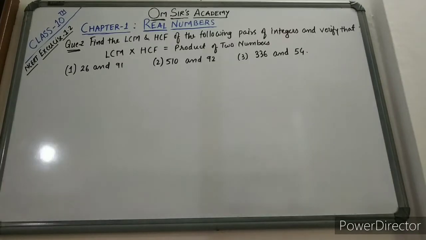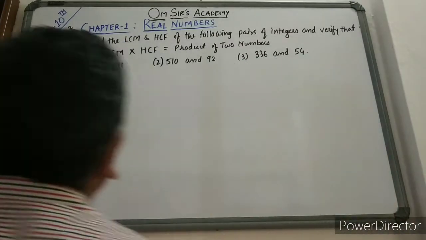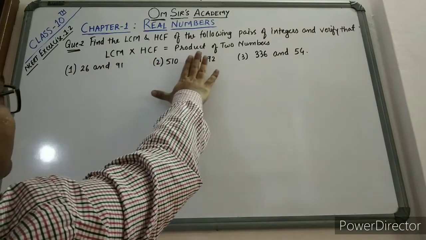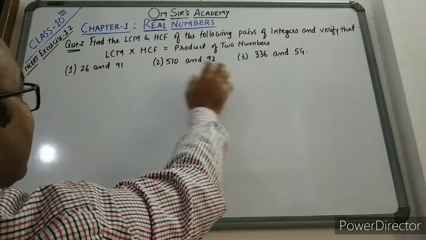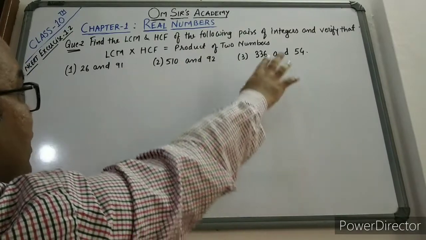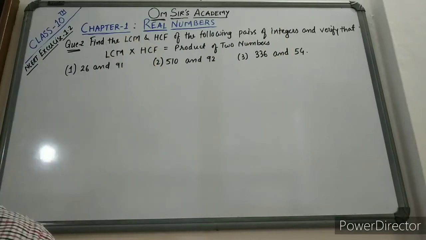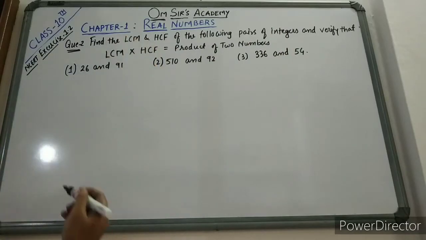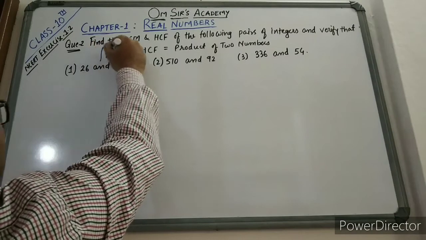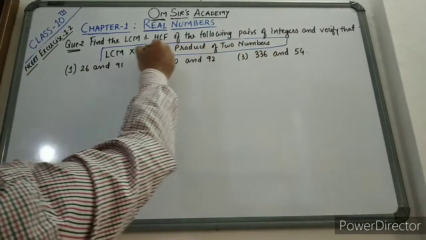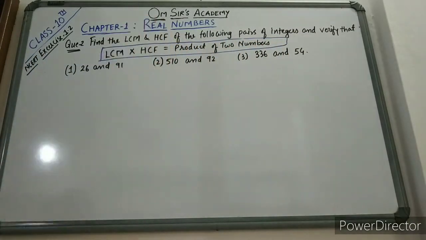So friends, now we move to question second. What does question second say? Find the LCM and HCF of the following pairs of integers. We are given two pairs of integers, and verify that LCM into HCF is the product of the two numbers. See, friends, these we have already discussed in the HCF LCM concept. LCM of these two numbers into HCF of these two numbers will be equal to the product of the two numbers. This we have to verify.